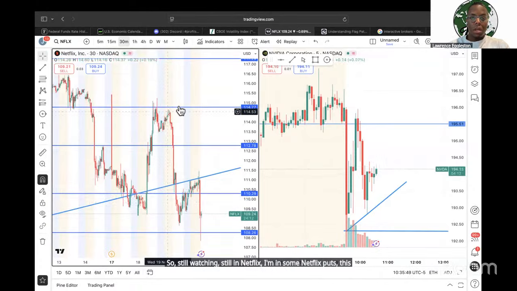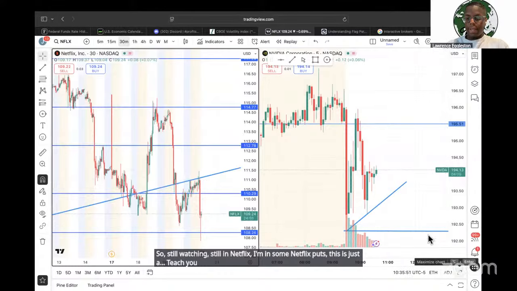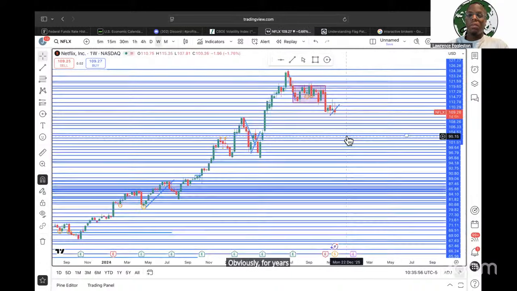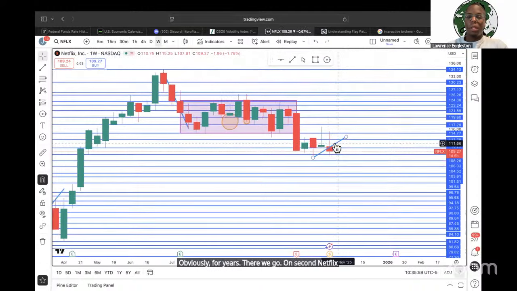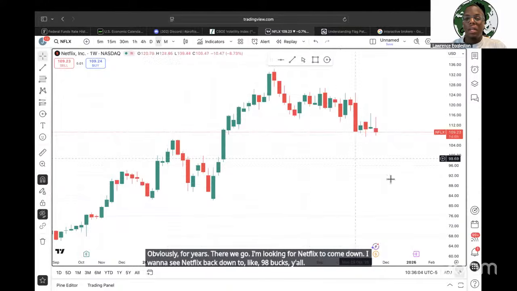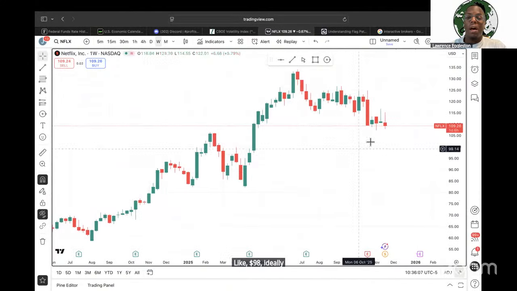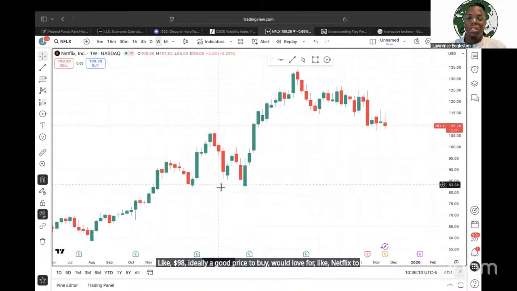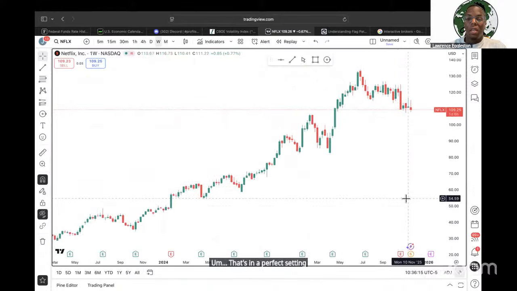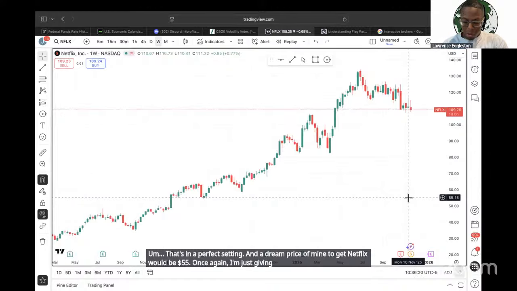This is just to teach you one of the trades, high probability setups. On ticker Netflix, I'm looking for Netflix to come down. I want to see Netflix get back down to like $98, y'all. Ideally, a good price to buy. I would love for Netflix to erase all of the gains that it had from April. That's in a perfect setting. And a dream price of mine to get Netflix would be $55. Once again, I'm just giving you prices long-term wise, if the worst was to happen, where you would actually want to look to be a buyer.